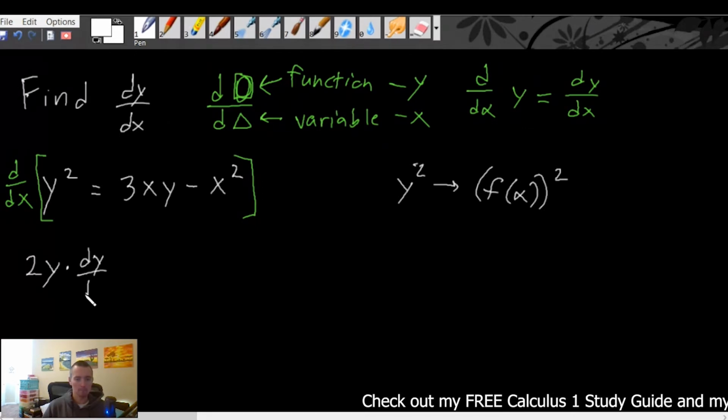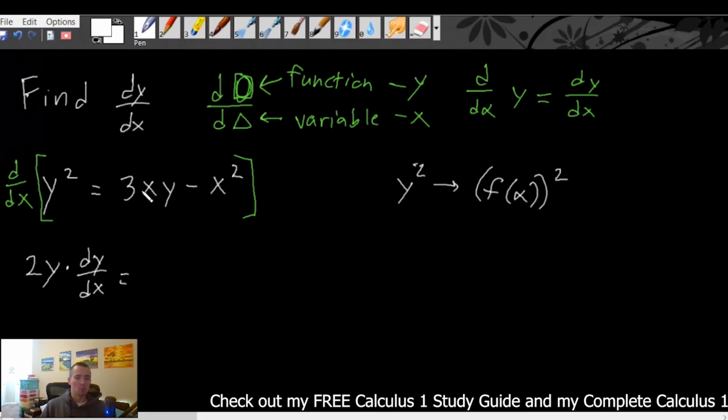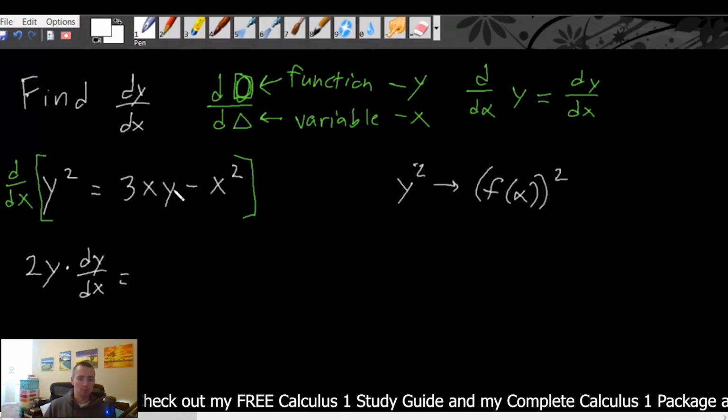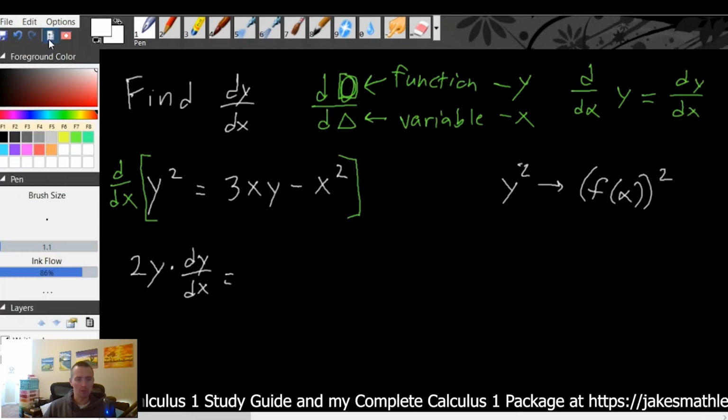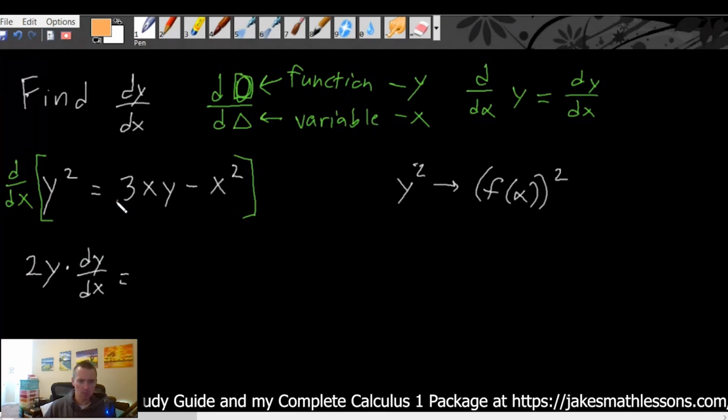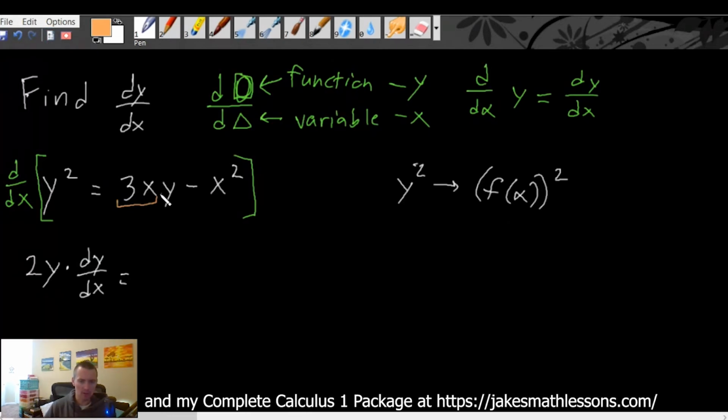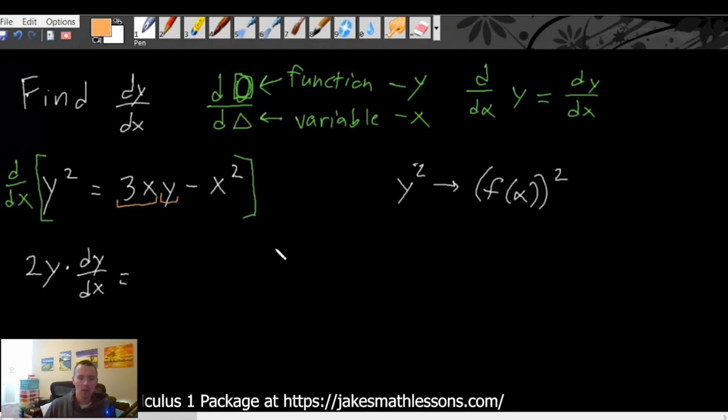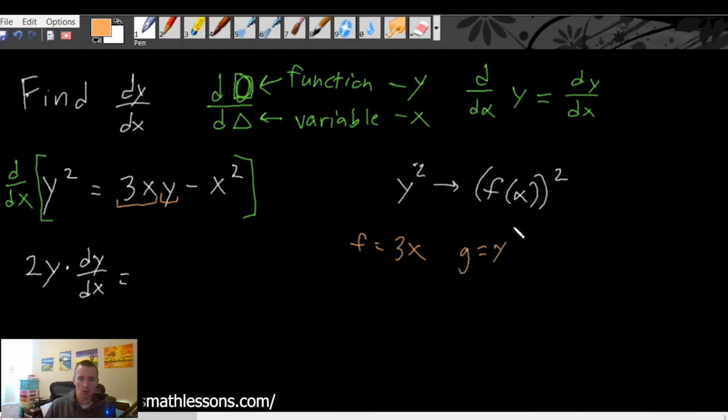Okay, then over here on the right side, we have basically 3x multiplied by some other unknown function of x. So what we're going to have to do here to find the derivative of this term is use product rule, where we basically can treat 3x as one of our functions and y as our other function. And we'll just kind of break that down over here. So we'll just say f is going to be our 3x, g is going to be y.